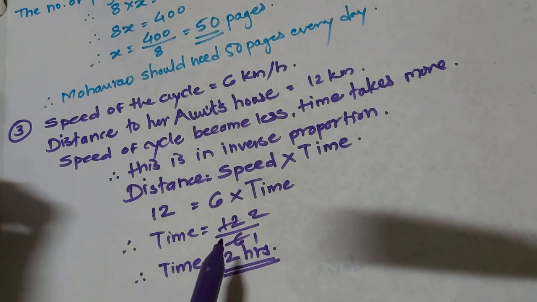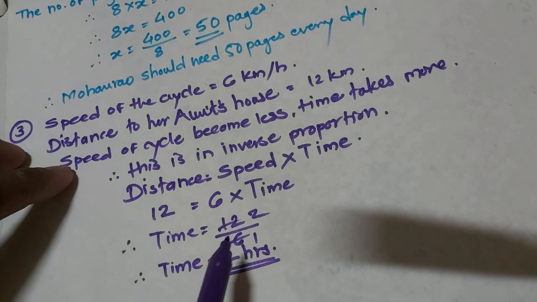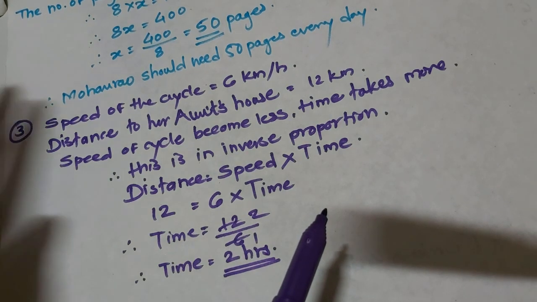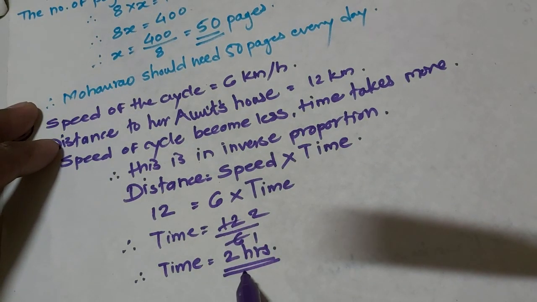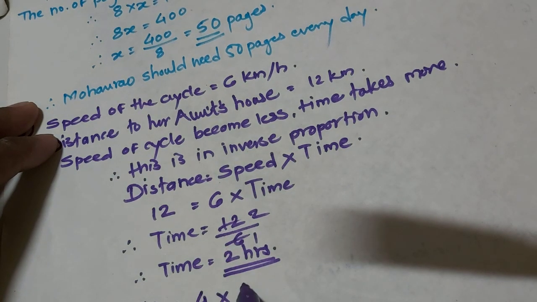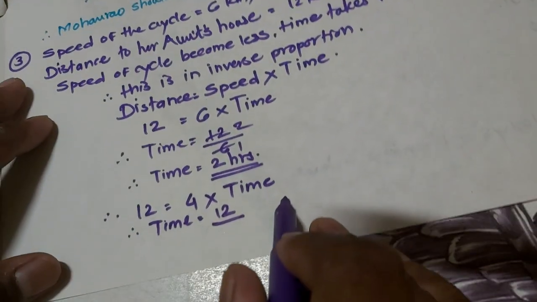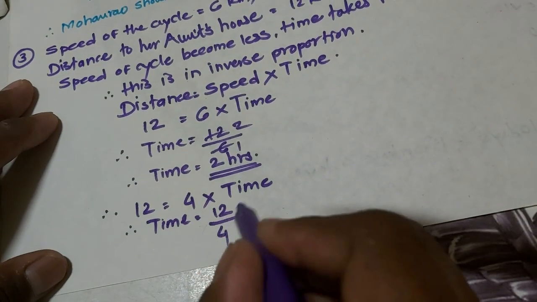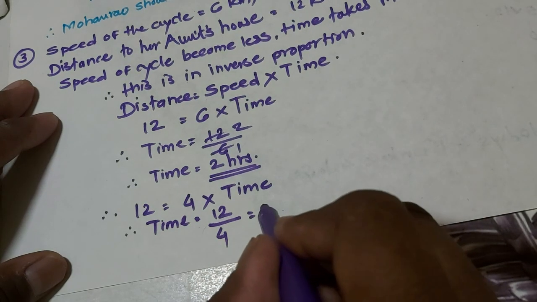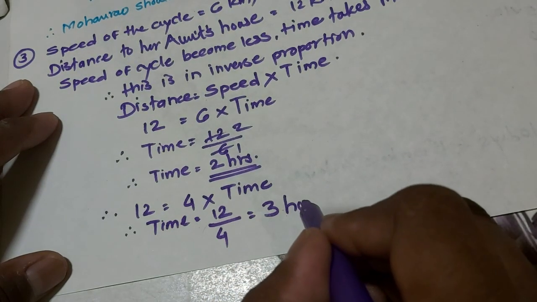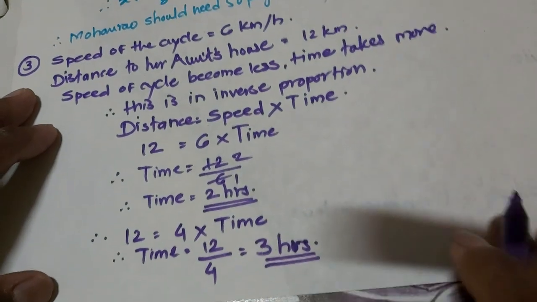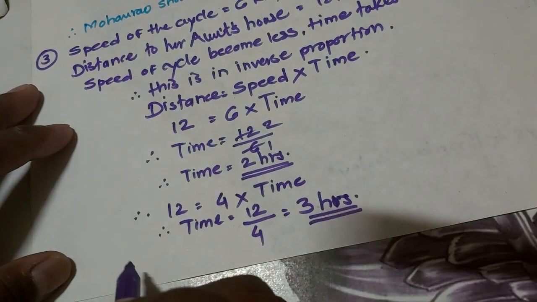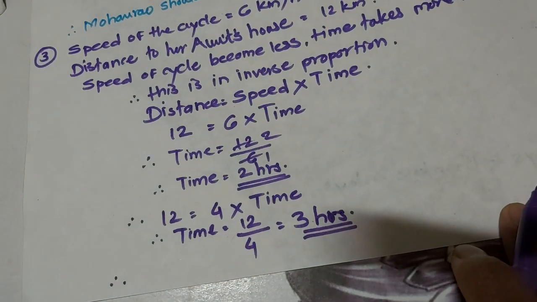First one, if she cycles 6 km per hour, then we got the time 2 hours, and here the speed is 4 km per hour. So distance is 12 km, speed is 4 km per hour, and we have to find the time. Therefore time is equal to 12 upon 4, which is 3 hours.